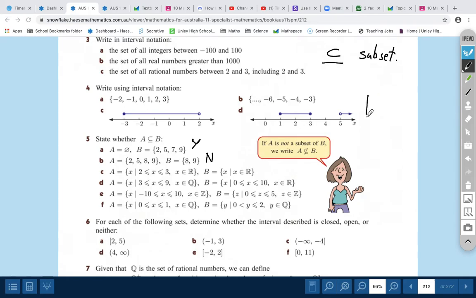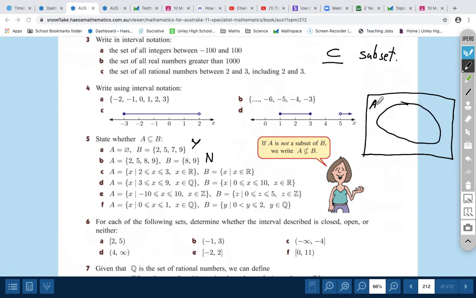Let's try and draw a Venn diagram of this. I could show set A as a big circle. There's set A. Inside of that, I could have a set B. Set B includes the numbers 8 and 9. Set A includes those, but it also includes a 2 and a 5. All right. So B is a subset of A. A is not a subset of B.